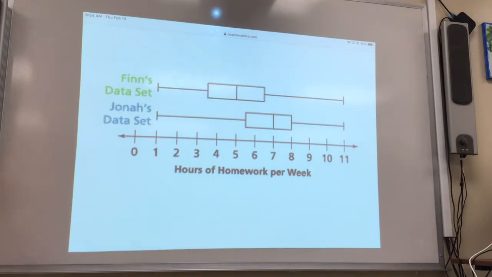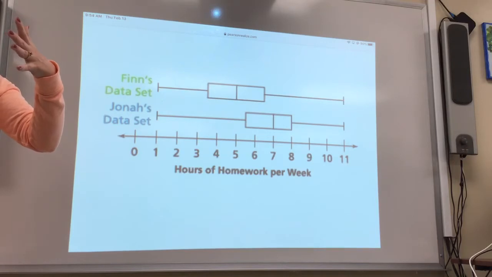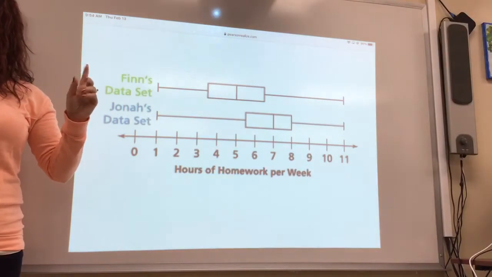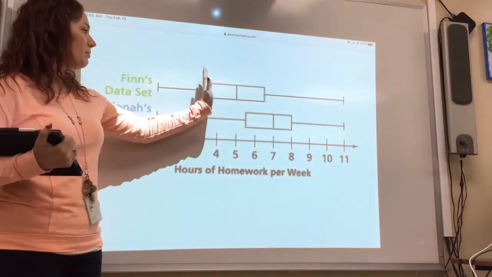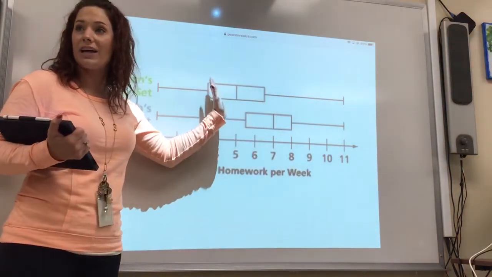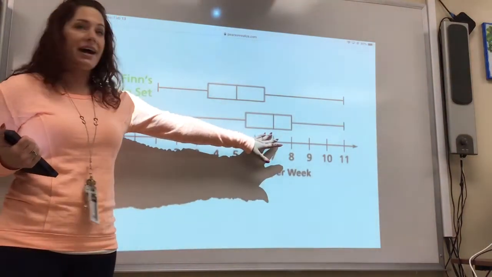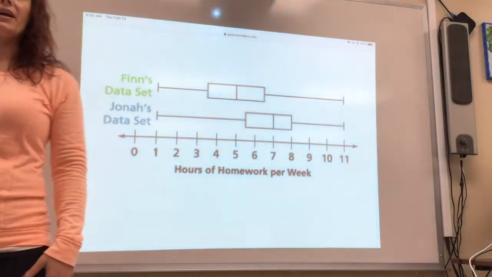But what does interstate mean? If you have a road that's called an interstate, it's between states. So an interquartile range is in between the quartiles. It goes from quartile 1 to quartile 3, and it's in between them. That's what interquartile range is. So this one has its interquartile range higher on the number line.